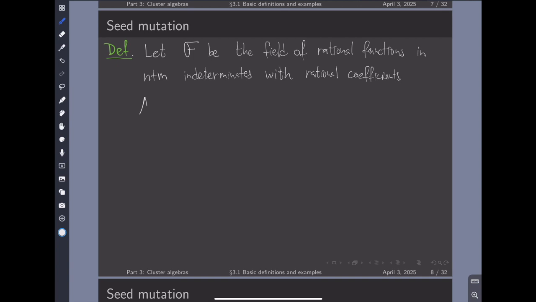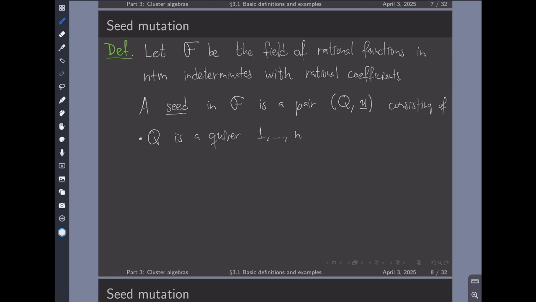Okay, then a seed in F is a pair Q comma U, consisting of Q, a quiver, with 1 to n mutable, and n plus 1 to n plus m frozen vertices. So these are, of course, the vertices of Q.